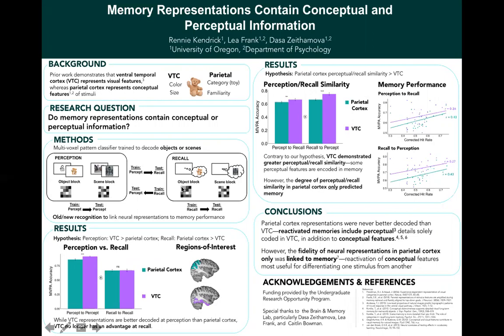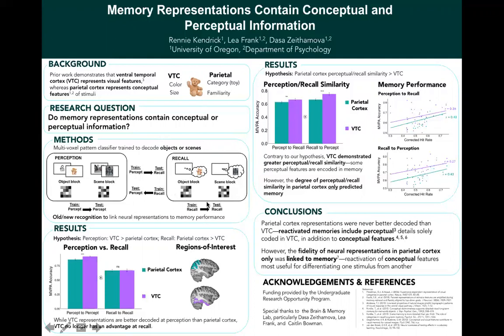I'll focus on the first 2 ways I trained the classifier, which pertains to the first set of results. In one training scheme, I trained the classifier on perception data and tested on perception data. And in the other, I trained the classifier on recall data and tested on recall data in each of the brain regions we are interested in. This allowed me to examine how accurately information could be decoded in each brain region, both when participants are encoding stimuli at perception and when they are reactivating the memories of those stimuli at recall.